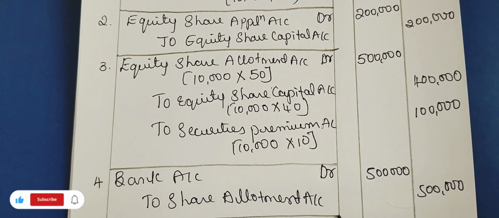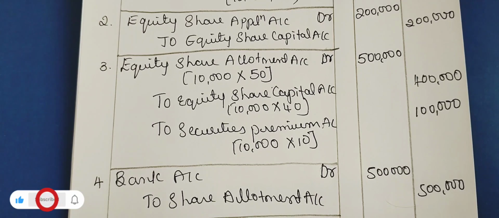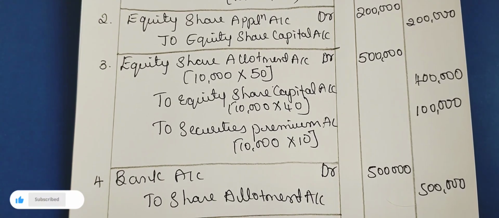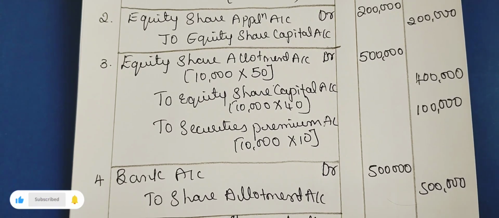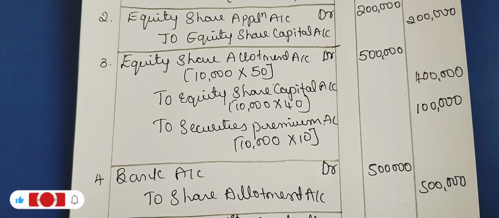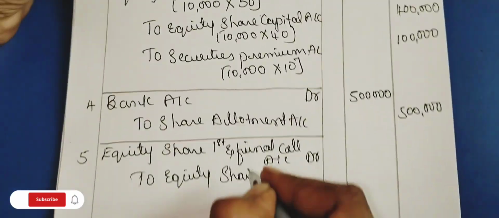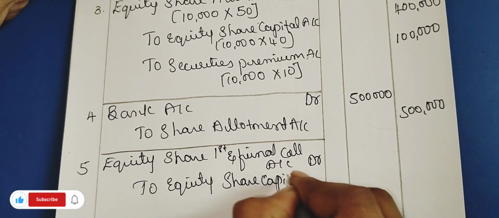The next entry is for the first and final call. Equity share first and final call account debtor to equity share capital account.